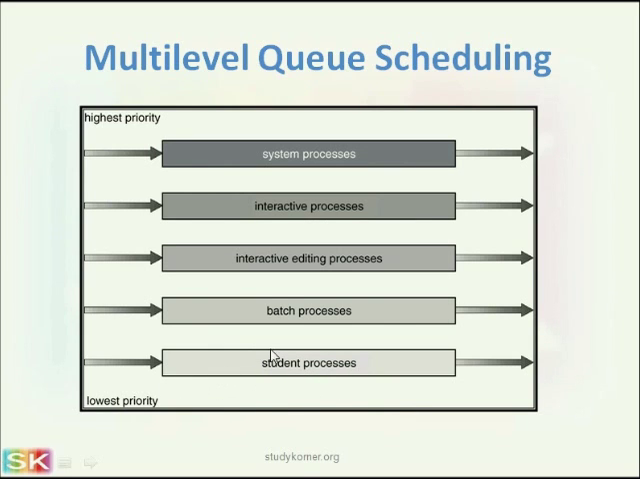So there may be different policies for each queue, and among these queues there may be some policy, so that we can decide which queue will be executed for how long, right? So this is multi-level queue scheduling. We have divided our processes into some categories, and according to their priority we can assign them a queue, and these queues also have some order of priority, right?